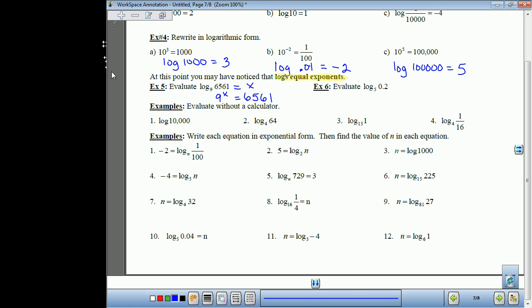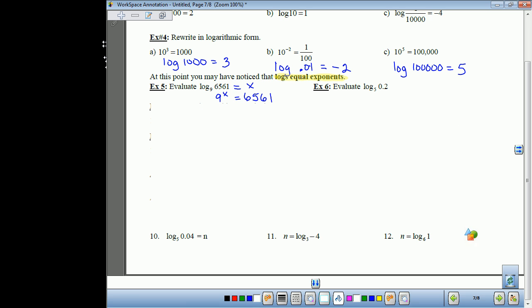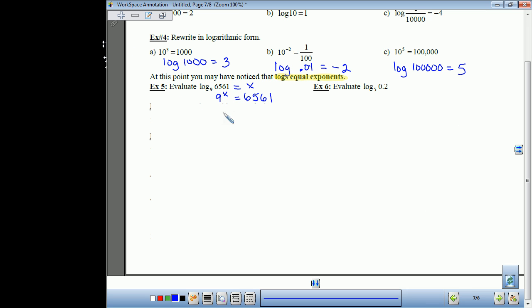What could I do? I could rewrite this using like bases, couldn't I? This becomes 9 to the what power? 4. So x equals 4.